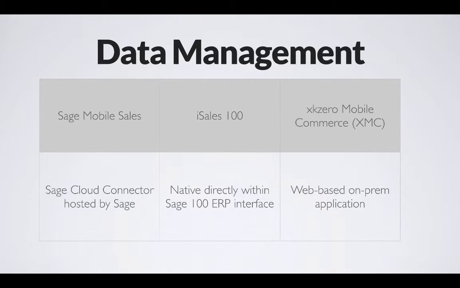In terms of data management, Sage Mobile Sales uses what's called the Sage Cloud Connector. Think of it as a middleware piece. It's a web-based piece that you log into, and you build the customer base there, you build the item base there, you set up the users there, and so on. So that's not done directly in Sage 100. It's done in this web-based Sage Cloud Connector. iSales 100 is managed natively right within the Sage 100 interface. So if you're a Sage 100 user or consultant, you'll already be familiar with that interface.